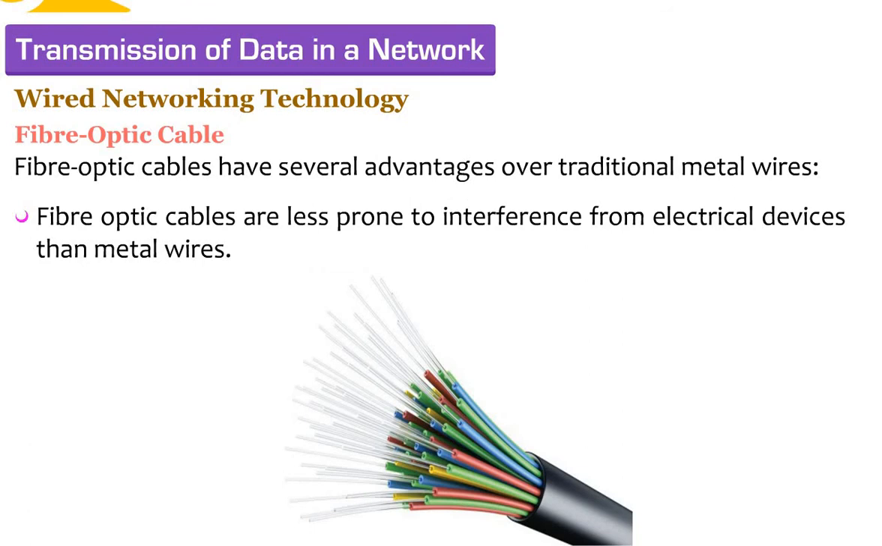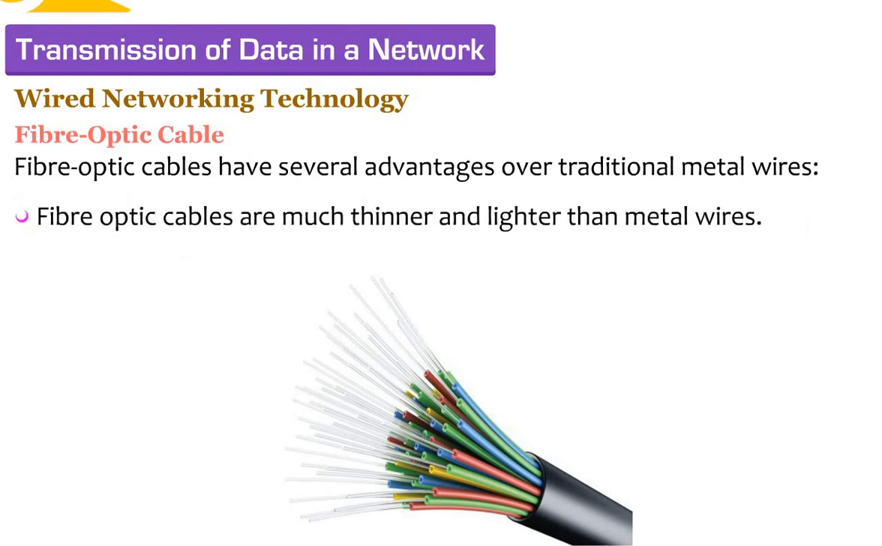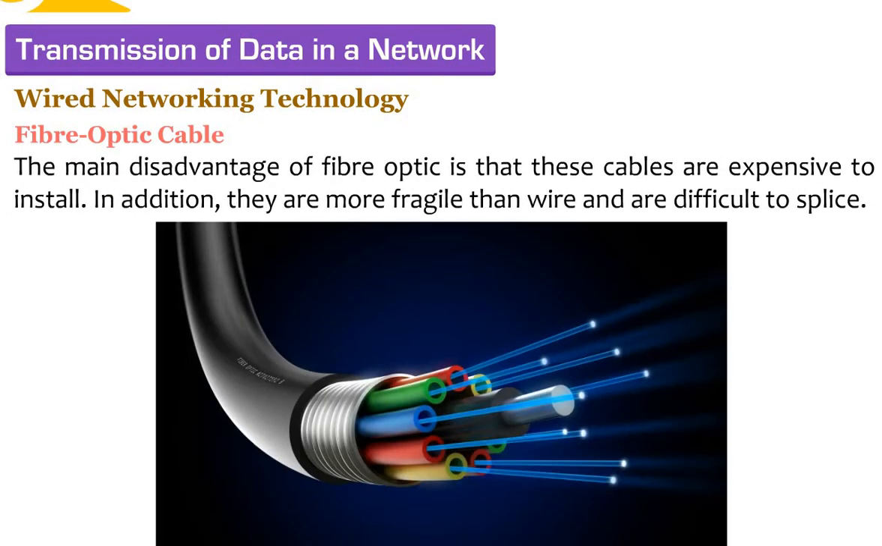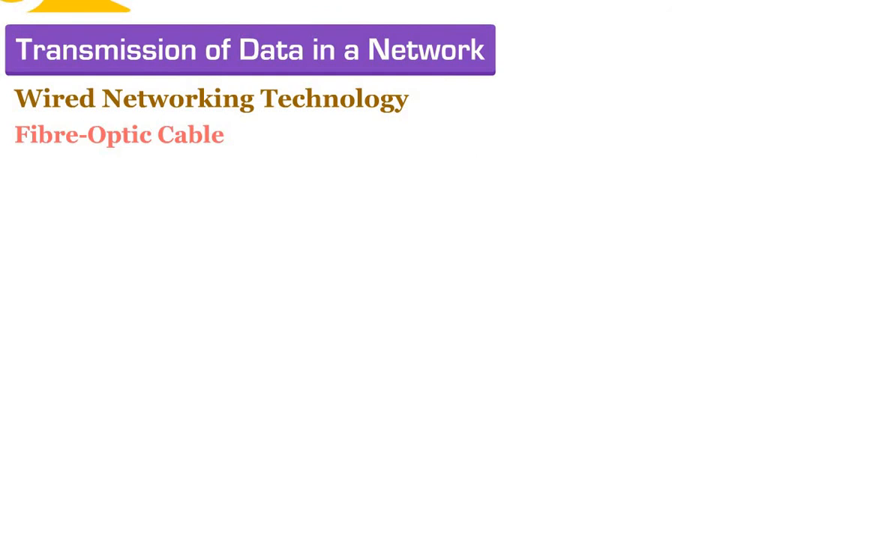Fiber optic cables are less prone to interference from electrical devices than metal wires. Fiber optic cables are much thinner and lighter than metal wires. Data can be transmitted in the digital form. It need not be converted into the analog form. The main disadvantage of fiber optic is that these cables are expensive to install. In addition, they are more fragile than wire and are difficult to splice.